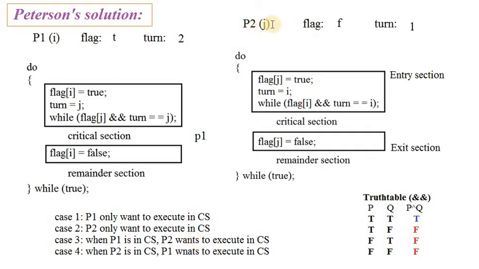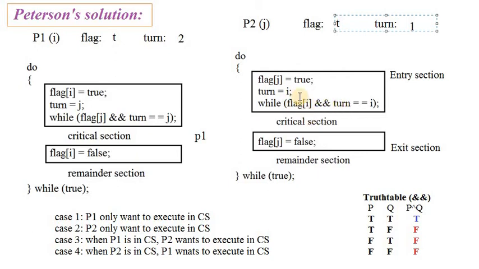So now, P2 is trying to enter into the critical section. Here, flag of J is set as true. Previously it was false. Now, let me change the false status to true. Why? Because it is interested to enter into the critical section. Right? The flag bit of J is true now, and turn is equal to 1. Turn value is equal to 1. Yes, right. So we set the turn value as 1.